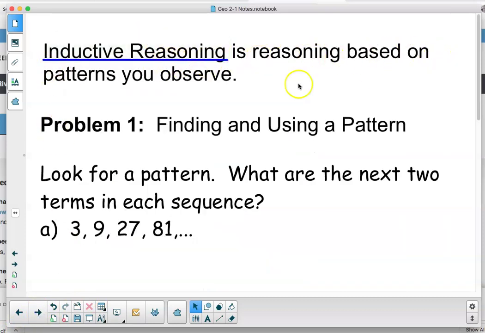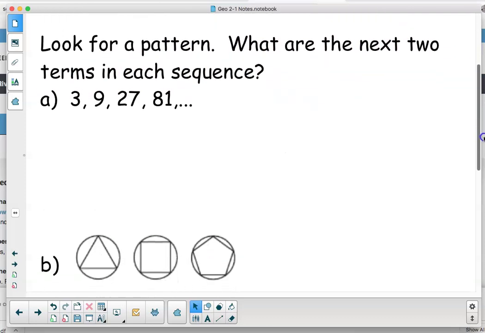Inductive reasoning is reasoning based on patterns you observe. Problem 1, finding and using a pattern. Look for a pattern. What are the next 2 terms in each sequence? I've got 2 sequences here. I've got 3, 9, 27, 81. Just keep looking up as you go and think about what the next term is, and fill it out. In this particular case, I'm multiplying by 3, so it should be 243, and then multiply that by 3, 729. That was a sequence that we were able to find from multiplication.